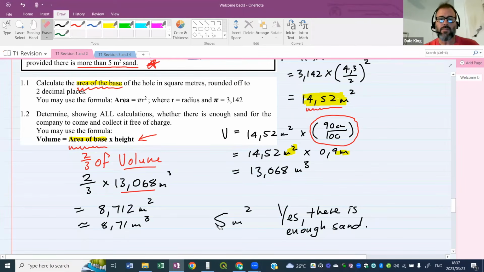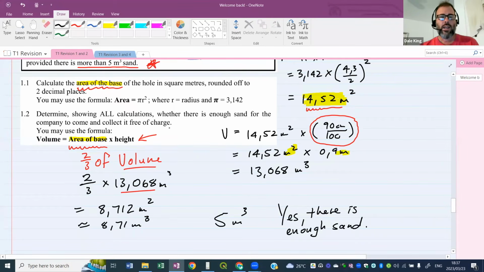All right. That is much bigger than the 5. Whoops. It's not squared. It's supposed to be cubed. The 5 cubic meters that the company says, if you're not more than this, we're not coming. You're going to have to pay a charge. All right. So it's more than 5 cubic meters, so yes, there is enough sand for the company to come collect without a charge. All right. So 1.1 is quite a straightforward question.